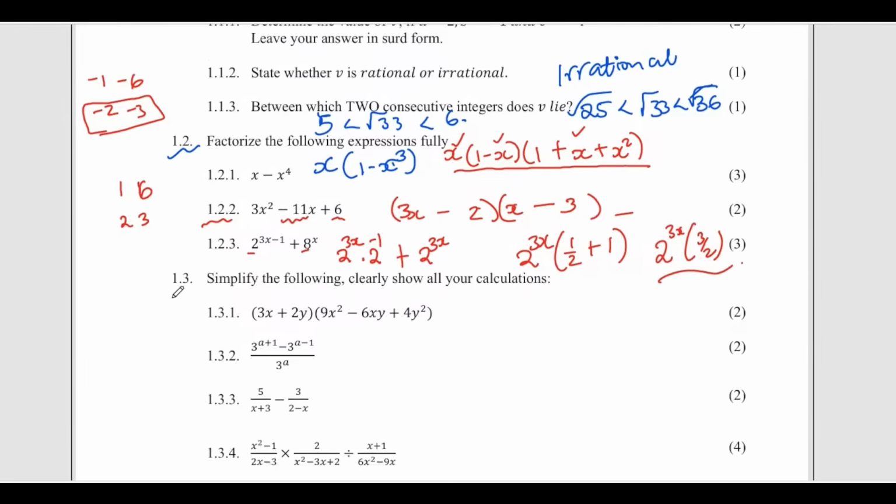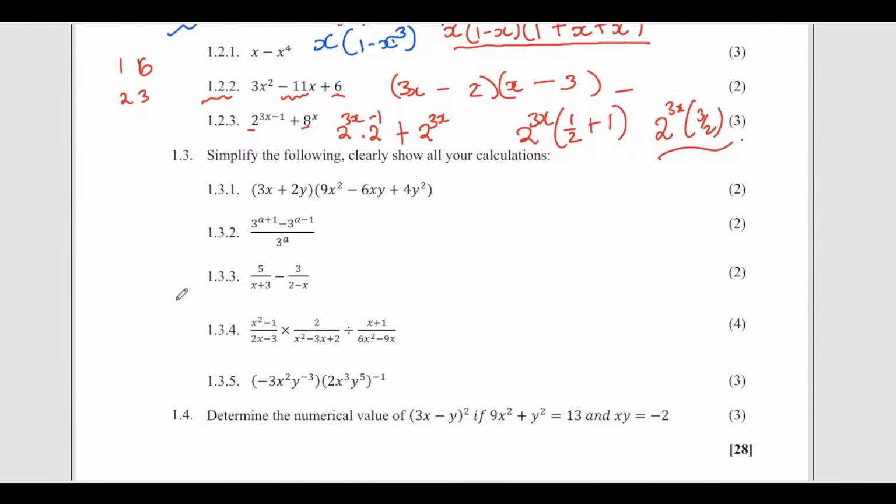Then 1.3, they want us to simplify, showing our calculations, okay? Now we have a binomial multiplied by a trinomial. But when I look at the first terms, this is a 3, this is a 9, this is a 2, that is a 4. This is a plus, this is a minus. And when I look at this middle term specifically, it's like they're multiplying these two. So this represents what we call the sum of two cubes.